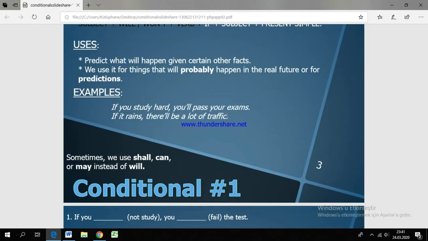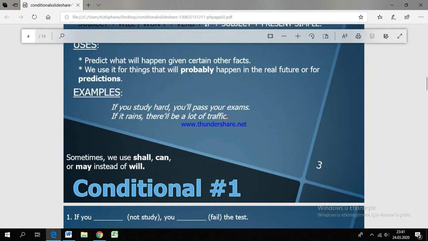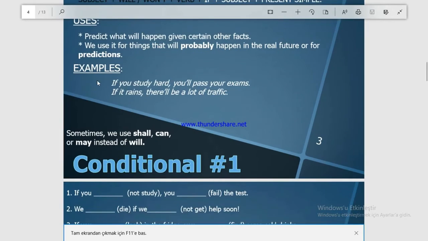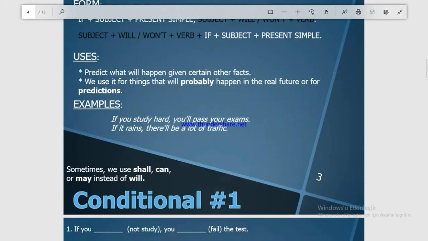Okay, we have the word prediction for conditional 1. This is definitely a prediction, but we have got some probability over here, right? If it rains, there'll be a lot of traffic. This is kind of a life experience for me. This has always happened like this. So this one goes. If you study hard, you'll pass your exams. Predict what will happen given other facts. So if you study, this is the fact. There is no other way, because this is what it is, right?